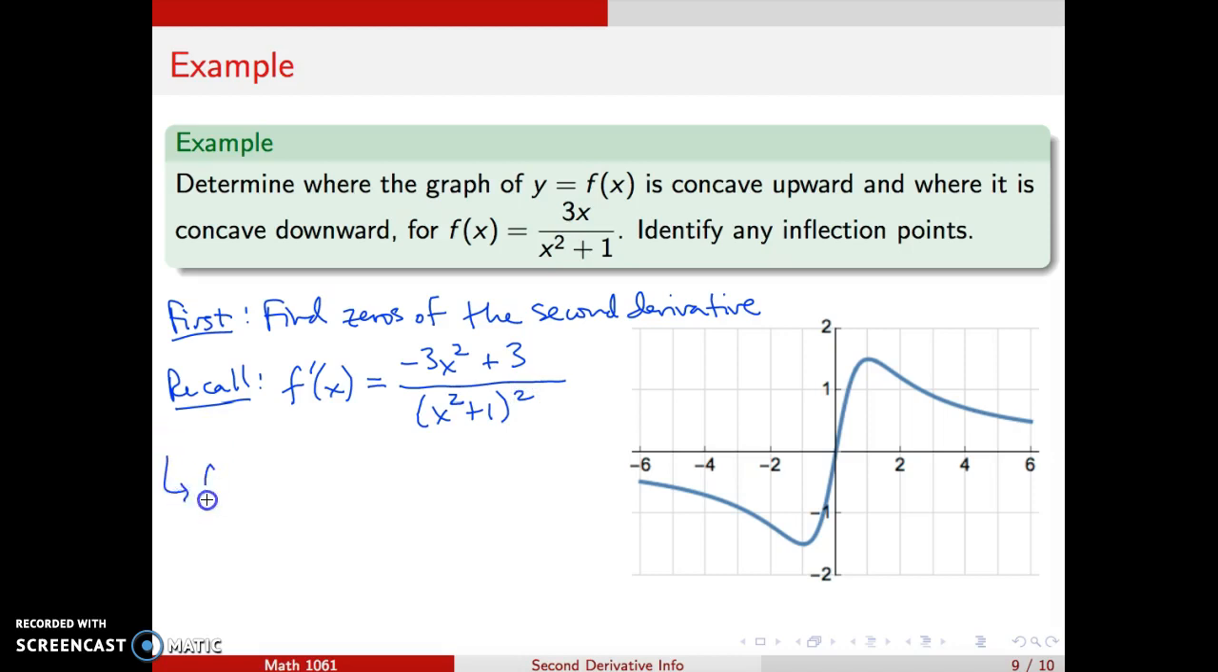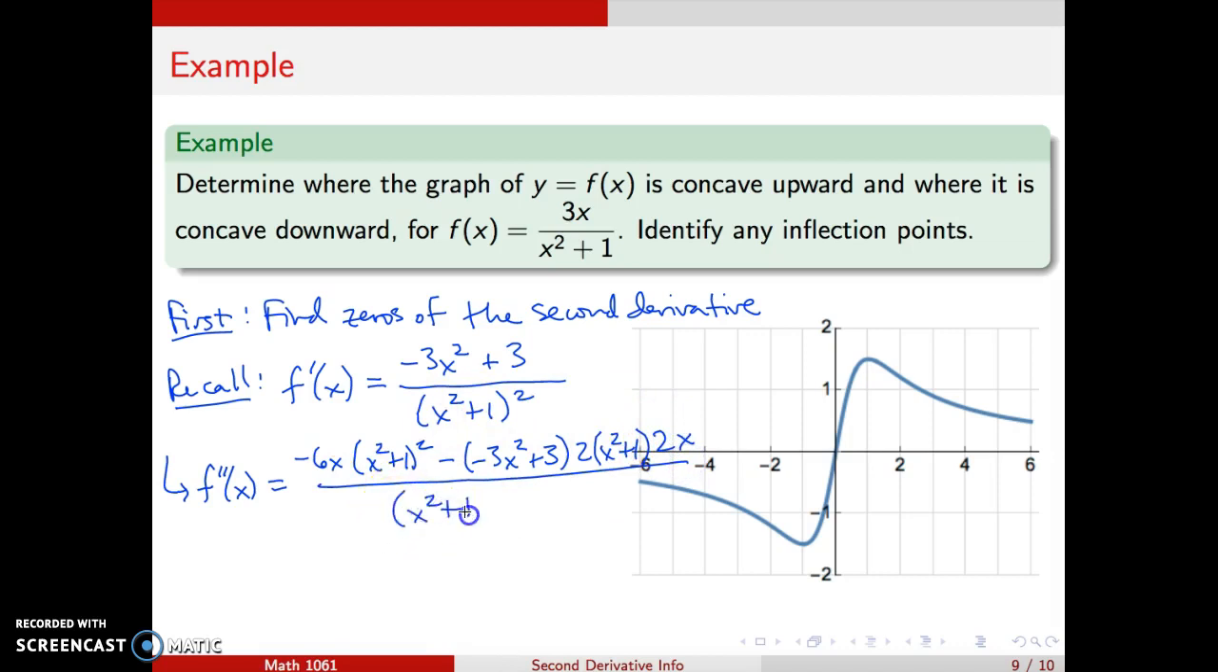So, the second derivative is going to be, using the quotient rule, negative 6x times x squared plus 1 squared, minus negative 3x squared plus 3 times 2 times x squared plus 1, oh no, times the derivative of the inside, which was 2x. All of that over x squared plus 1 squared, so that's to the fourth.